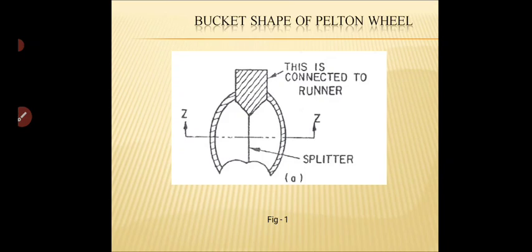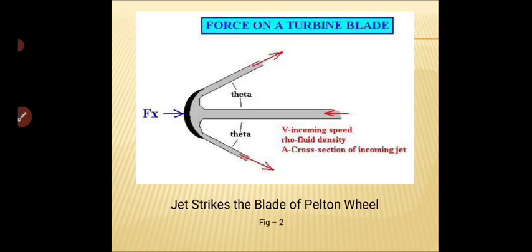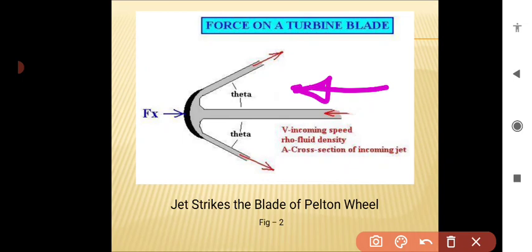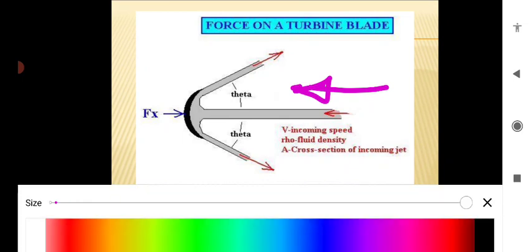Okay, observe this diagram: force on a turbine blade. How does the force act on the turbine blade? Observe this diagram, figure number 2. The jet strikes the blade of the Pelton wheel. Here it is, the water with high velocity. The water with high velocity is coming from the jet with the velocity v, which impinges on the bucket.